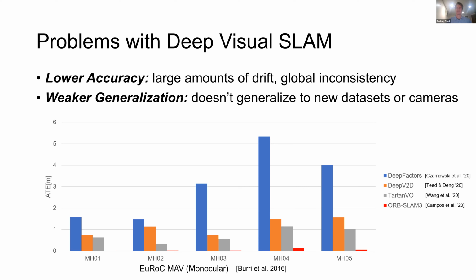So here are some results from the EuRoC dataset, which is commonly used to benchmark classical SLAM systems. I took a couple of recent deep learning approaches and showed the results compared to ORB-SLAM. And what you see here is that these deep SLAM systems are typically performing 10 or 100 times worse than the best classical SLAM systems. So there's really a huge difference in accuracy between what you get with the deep SLAM systems and the classical SLAM systems.